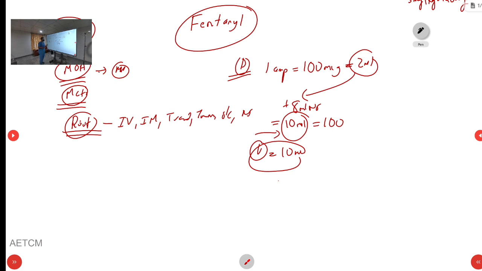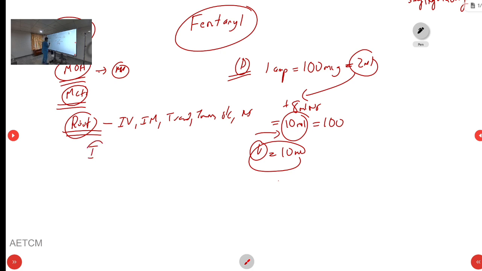So, coming to dilution, it is available as ampules and 1 ampule contains 100 micrograms, which corresponds to 2 ml. We will take this 2 ml and mix it with 8 ml of NS, thus constituting 10 ml. Hence, this 10 ml contains 100 micrograms of fentanyl. Thus, 1 ml of this dilution corresponds to 10 micrograms of fentanyl.